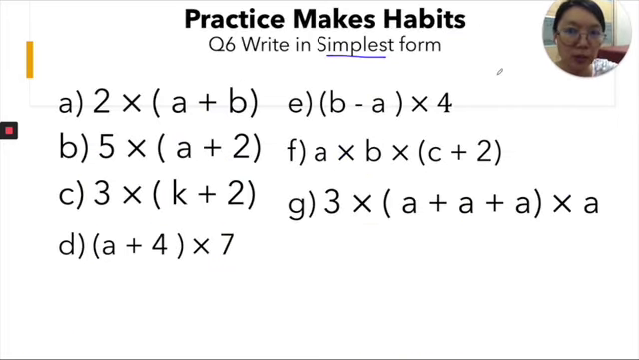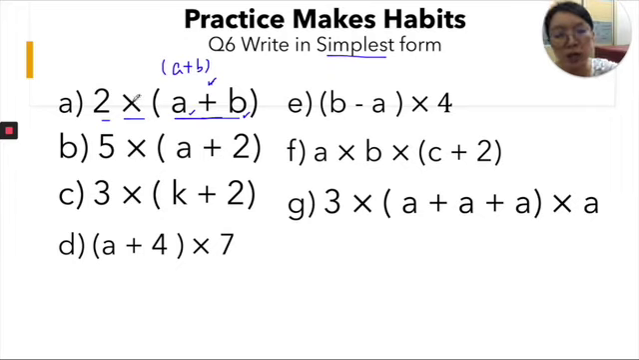Practice makes habits. Question number 6. Write in simplest form. 约简. Let's look at the easiest. A. We have 2 times a plus b. Again, I have brackets. So do whatever is inside the bracket first. Oh, there is plus here. Plus, immediately think of like term. Check like term. Are they like term? No. If not, I just put it back as it is together with the bracket.